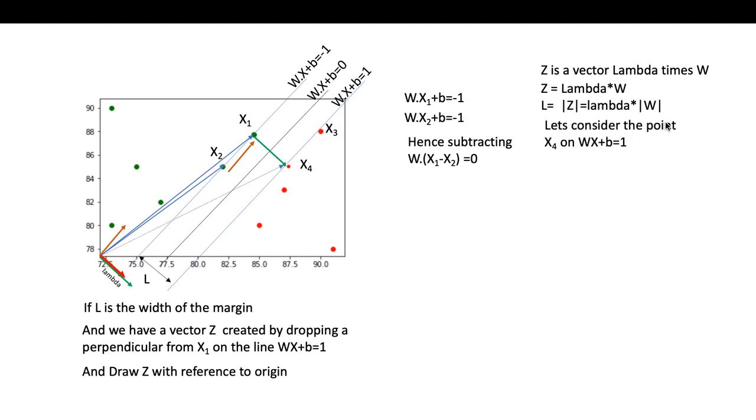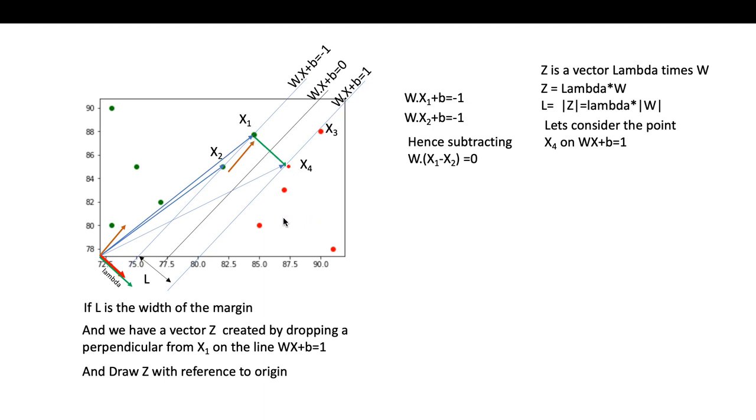Now let's consider the point where we have dropped the perpendicular from x1 on the +1 line as x4, and x4, since it's on the +1 line, should belong to the red class. If there's a point over there, it should belong to the red class, that is the positive class. Let this be the positive class and let this be the negative class, or maybe reverse. Anyways, it belongs to the red class, a point over here.